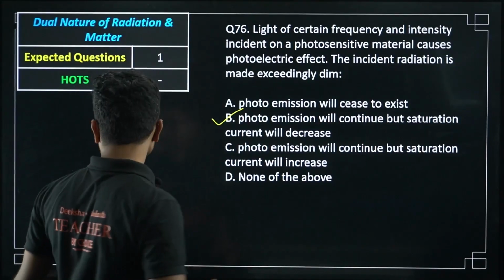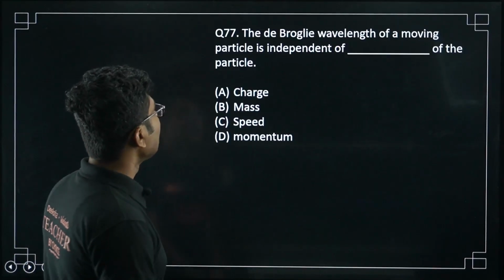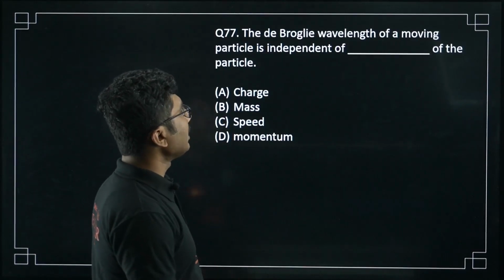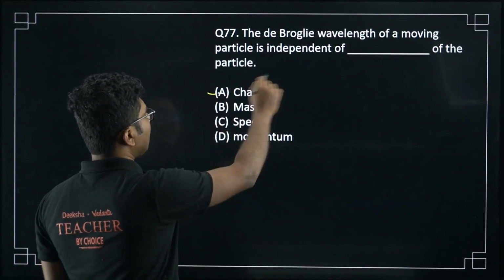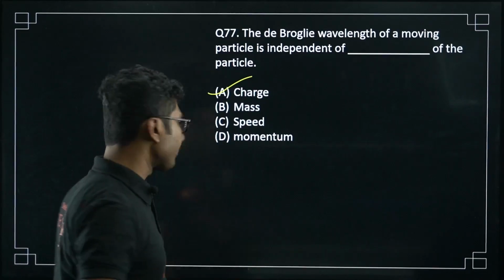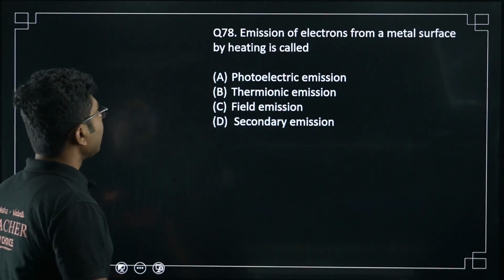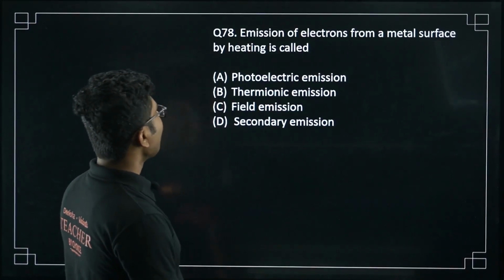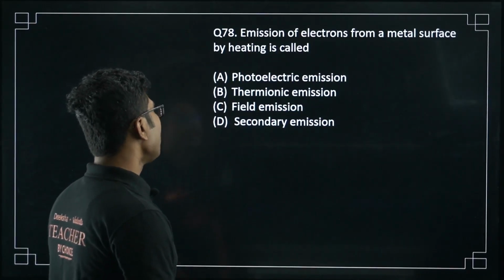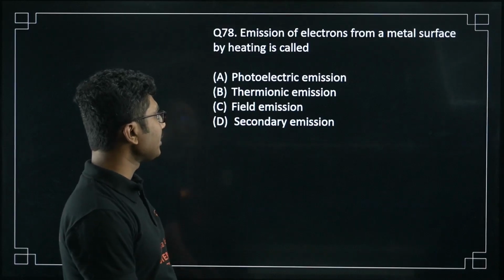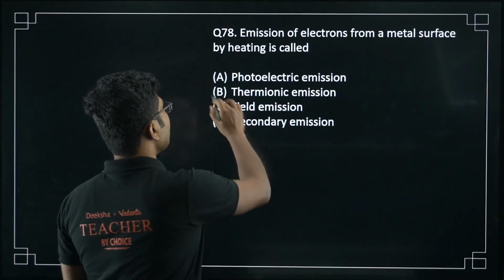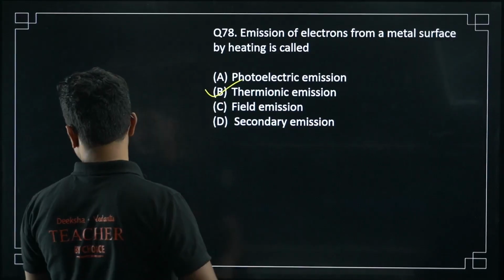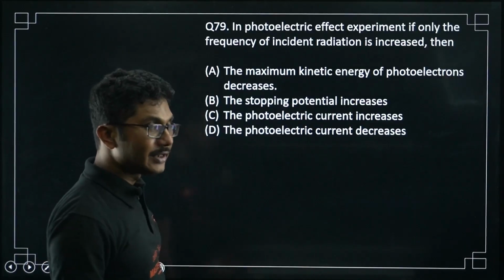Next, the de Broglie wavelength of a moving particle is independent of the charge of the particle. Okay, de Broglie wavelength is independent of the charge. Next, emission of electrons from a metal surface by heating is called photoelectric emission, thermionic emission, field emission, or secondary emission? By heating means thermal, so thermal means thermionic, obviously. The name itself is giving you the answer.